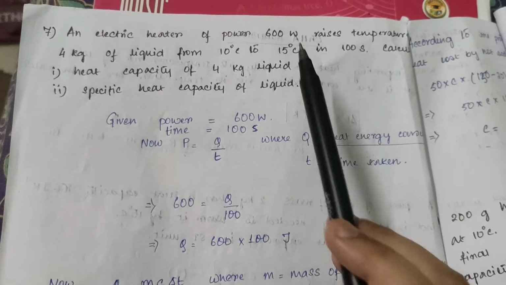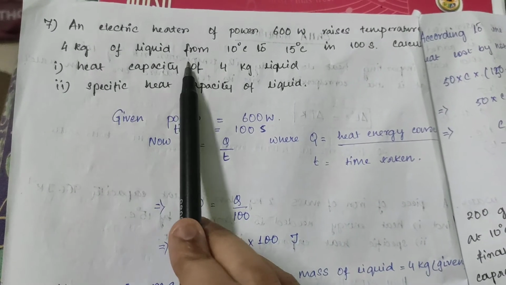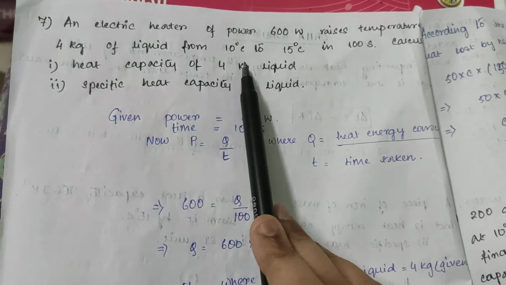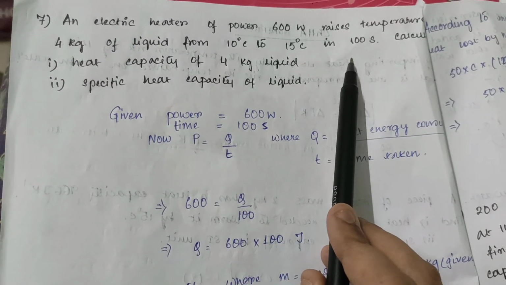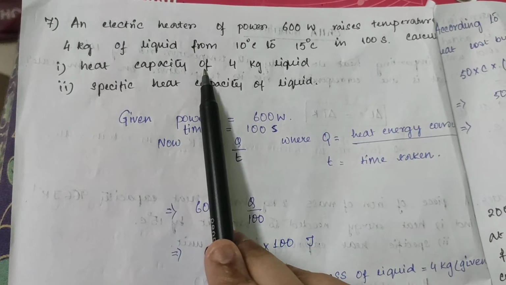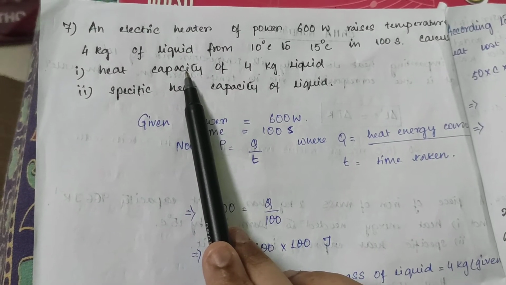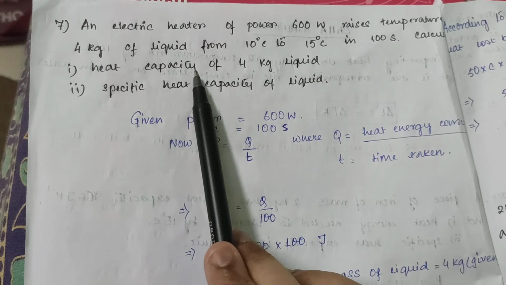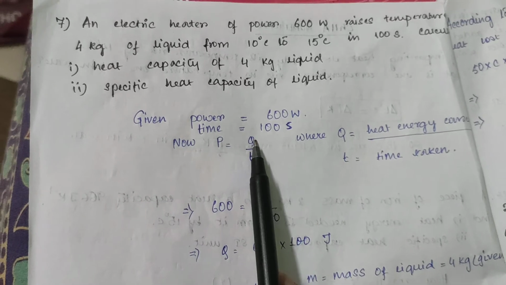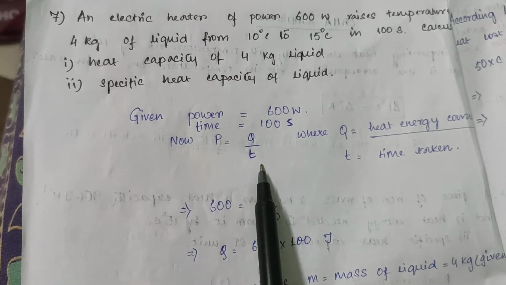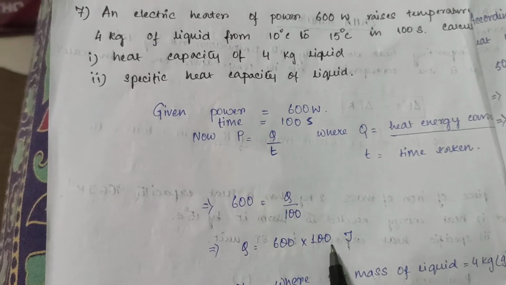See, in this case, an electric heater of power 600 watt raises the temperature of 4 kg of liquid, mass given, from 10 to 15, temperature rise, so delta T is 15 minus 10, in 100 seconds. Calculate the heat capacity and the specific heat capacity. How will I find heat capacity? Simply Q by delta T. Now I need Q. So Q we can find by P equal to Q by T. We have learned this. Heat energy consumed by time taken. Power is always the energy by time or work by time. So we have found the Q from here.